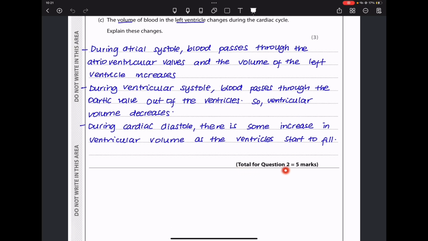So this brings us to the end of question 2. Let's continue to question 3.